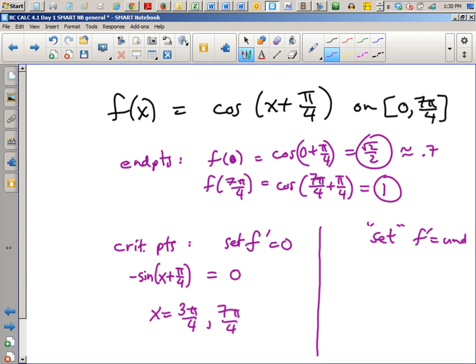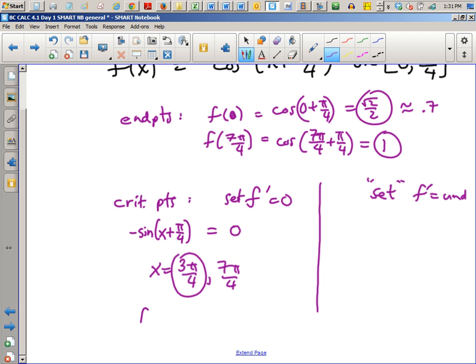Yeah, we already actually looked at 7 pi over 4, but we have a brand new candidate. See him? Let's find f of that. f of 3 pi over 4 is cosine of 3 pi over 4 plus pi over 4. Ooh, negative 1. We just got ourselves a brand new candidate for absolute min.